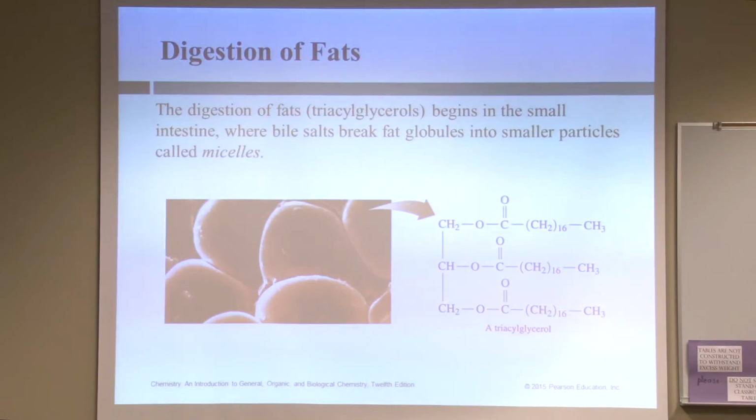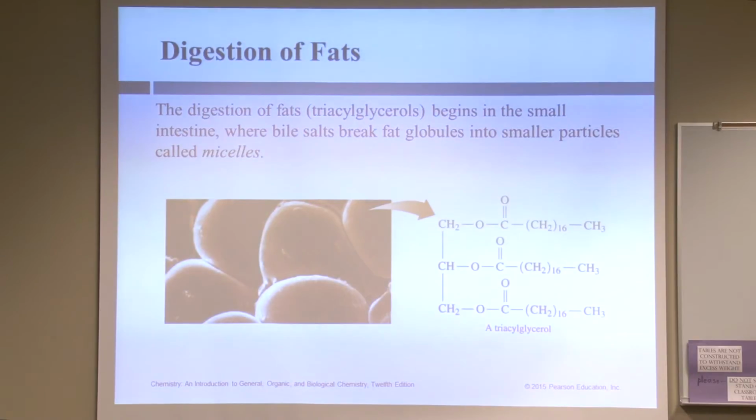So fats and lipids are triglycerols. Where does the digestion of fats and lipids start? It starts in the small intestine, where bile salts break fat globules into smaller particles called micelles. So it starts in the small intestine. The bile salts break fat globules into smaller particles called micelles. This is called the process of emulsification.